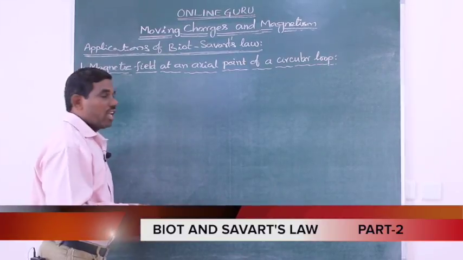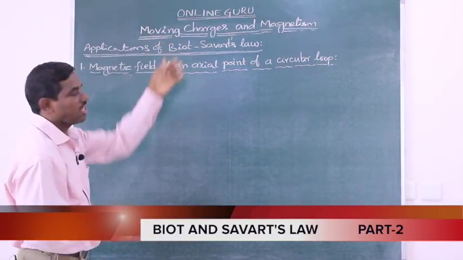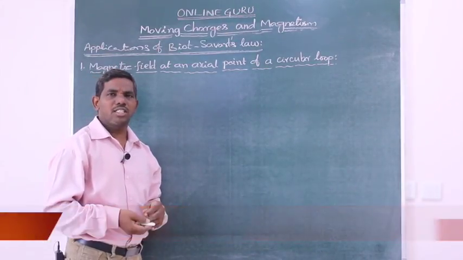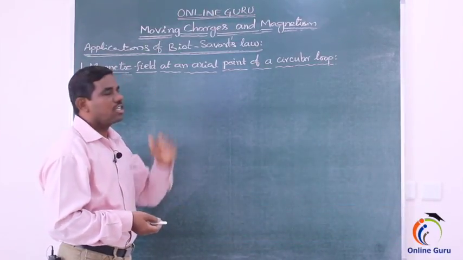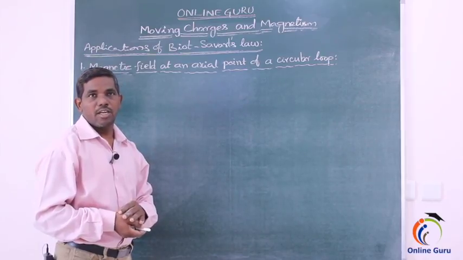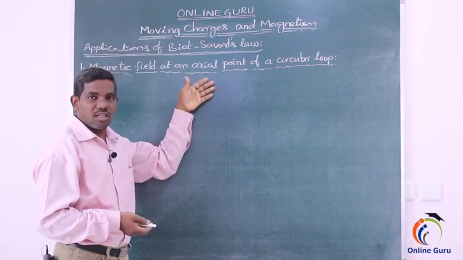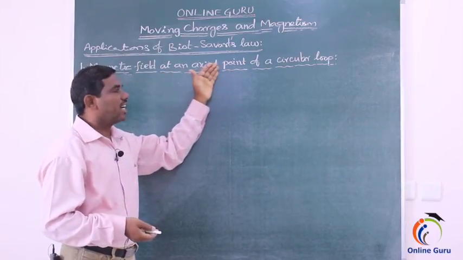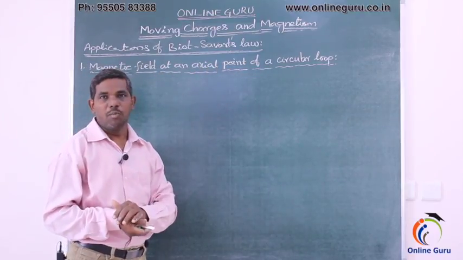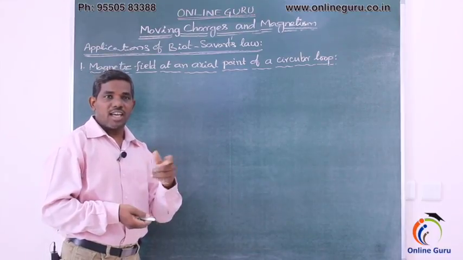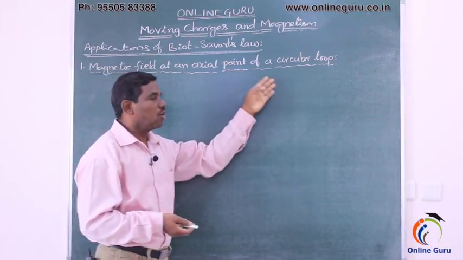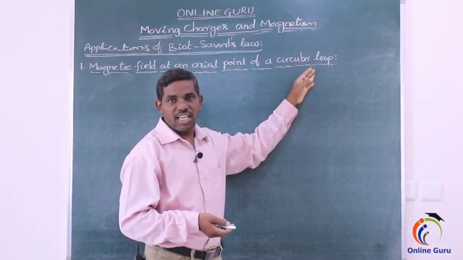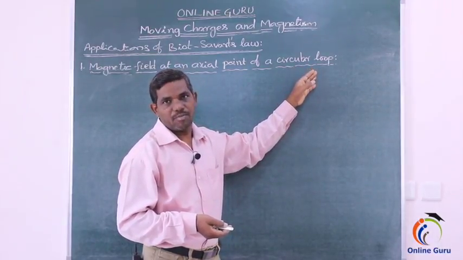Now, we are going to discuss applications of Biot-Savart's law. What is the importance of the applications of Biot-Savart's law? With the help of these applications, we can find the magnetic field at an axial point on the circular loop, and we can construct circular loops in electric motors as well as electric generators.